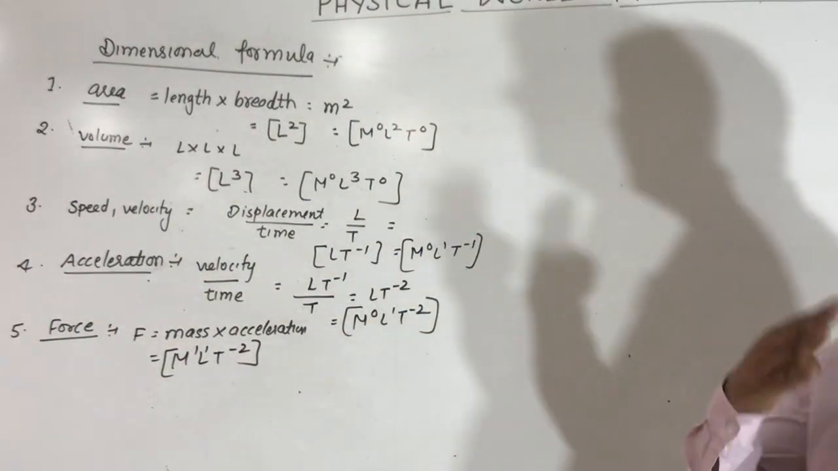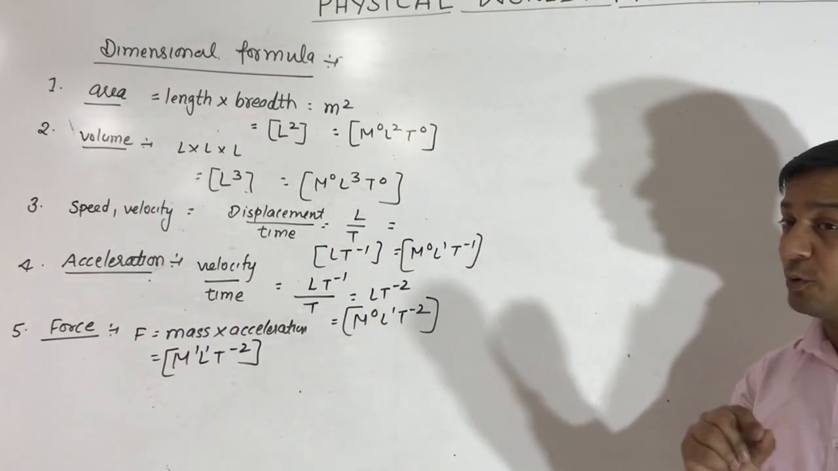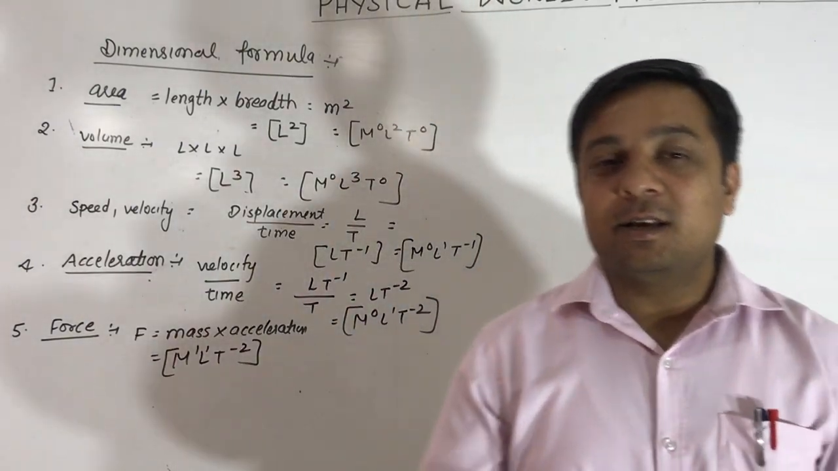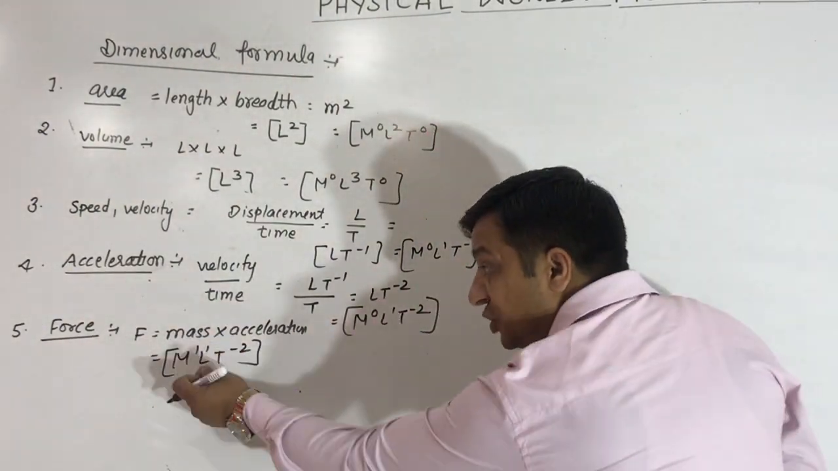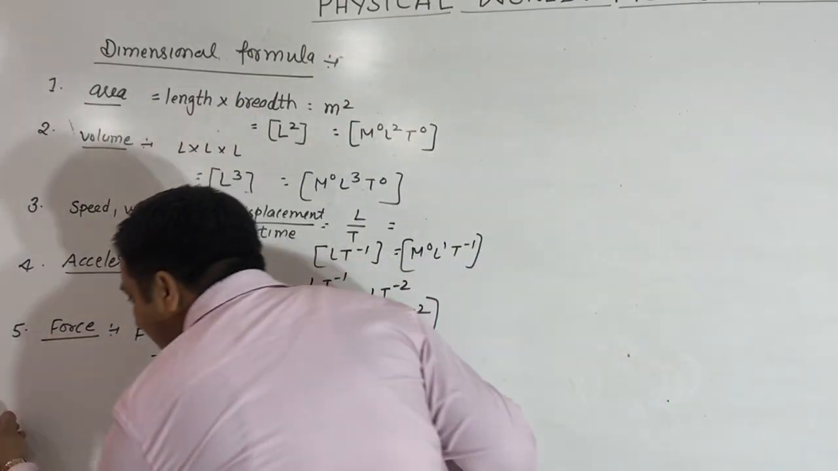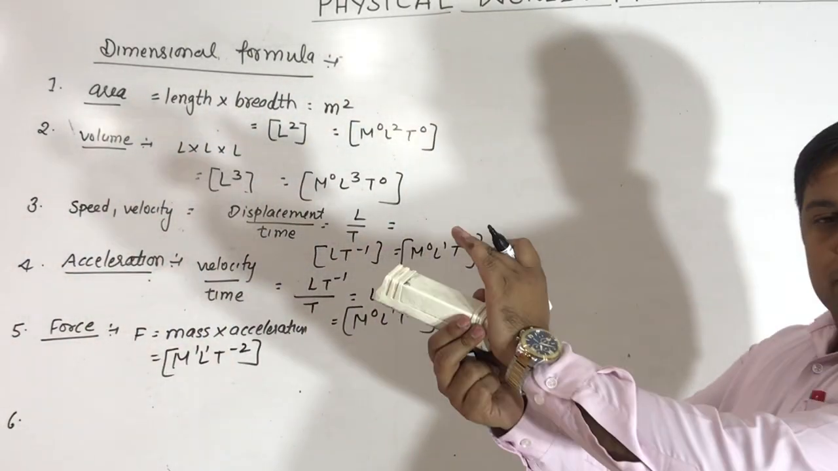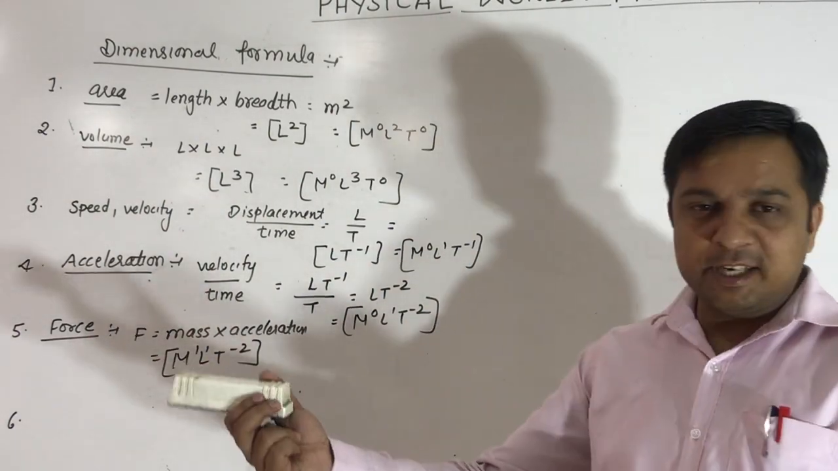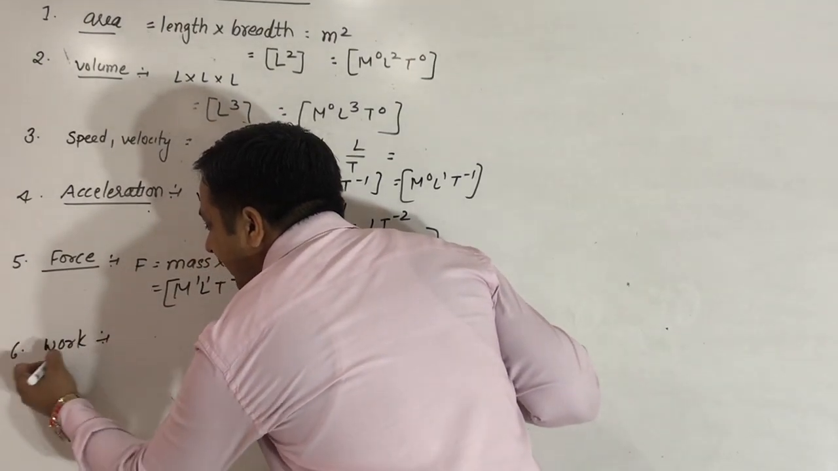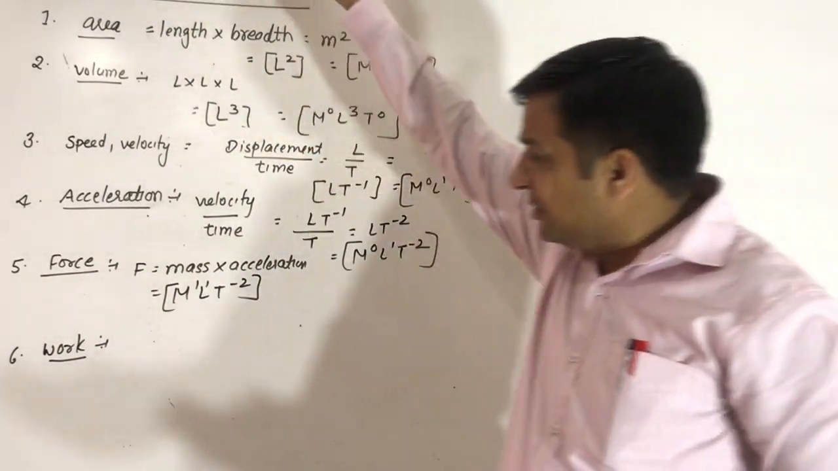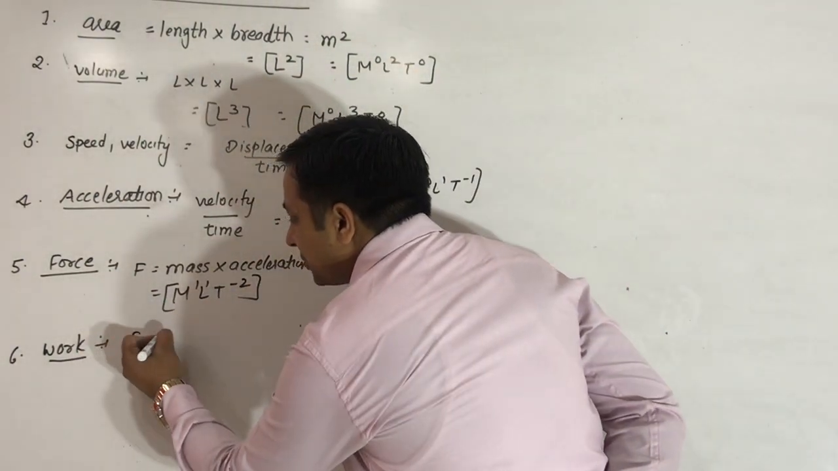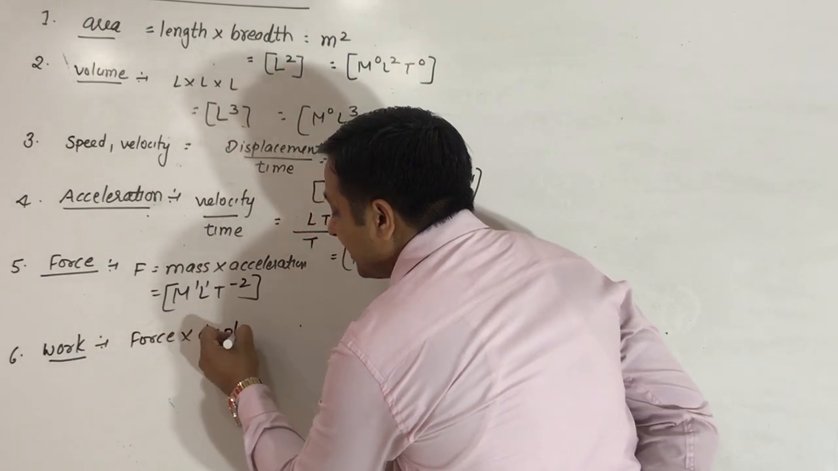If you remember the formula of acceleration, what is the formula of acceleration? LT^-2. And the formula of force is mass into acceleration. Here you use mass into acceleration, and with the help of force, next, I apply force, change in displacement, that is work. The formula of work you have also studied earlier. Also in 11th class, all these terms you will study deeply. Work is force into displacement.